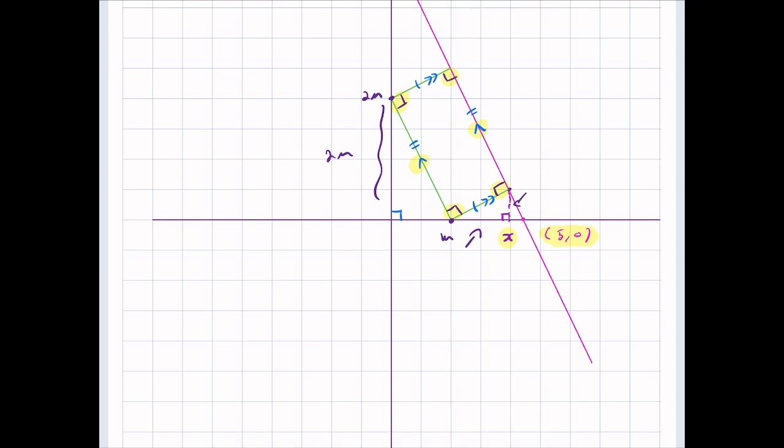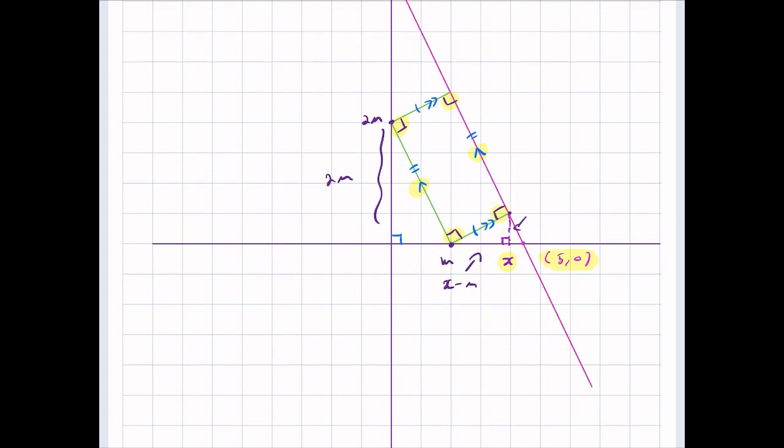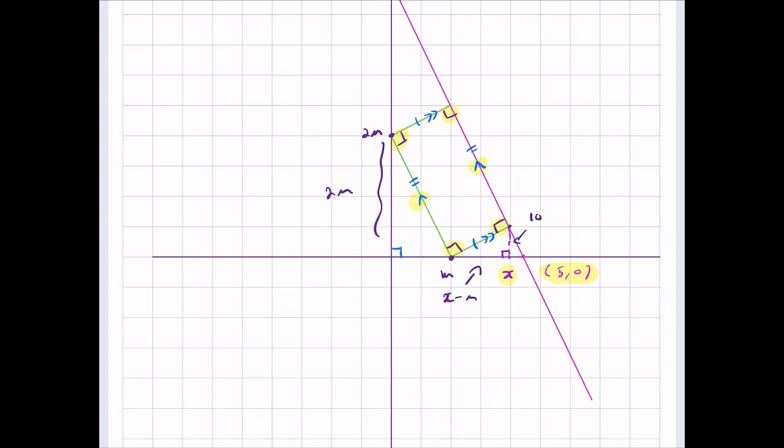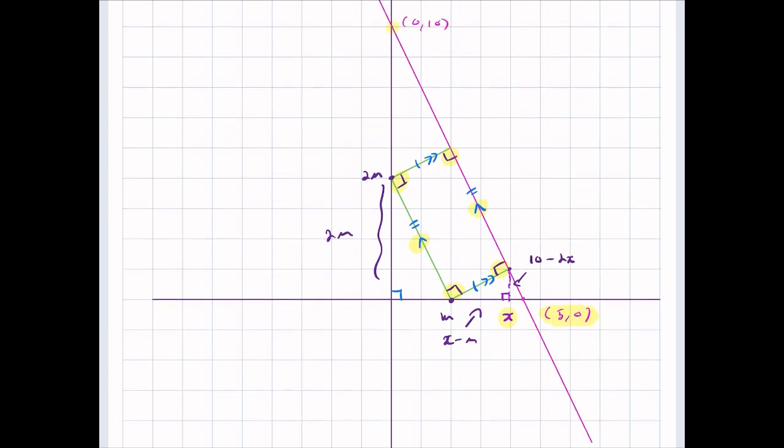And I know that this side is x minus m. What about that other side here? Well, this is the y-coordinate of this point on the graph. This is 10 minus 2x. So whatever x is, I get that side being 10 minus 2x, the height there being 10 minus 2x, and the base being x minus m. So this gives me something to work with, right? Because I know that this thing is similar. What is it similar to?